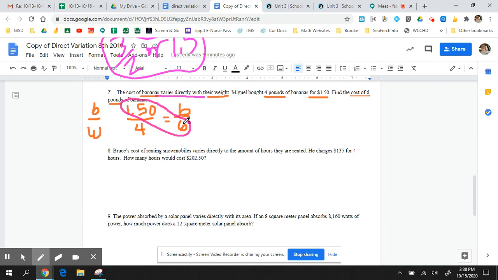What is 9 divided by 4? Because you're going to divide by this leftover. 9 divided by 4, or the cost of your bananas. That's a horrible dollar sign. Your cost of your bananas is going to be $2.25. Okay? That's a horrible dollar sign. I'm going to redo that one real quick while you read the next problem.